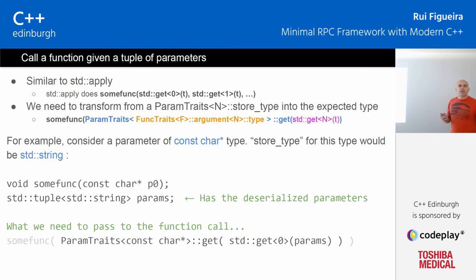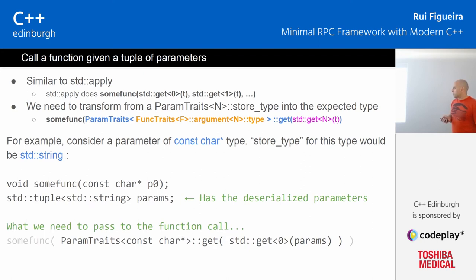We can't use that directly, because, again, you have these layers to go through. You're not calling the function directly with that tuple. For every element, you need to get it through the store type. So I can't use std::apply, because you need this extra layer.